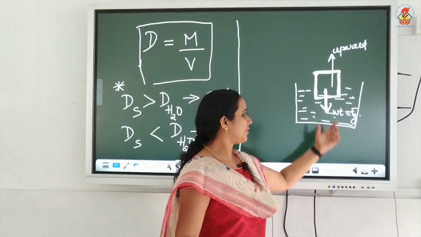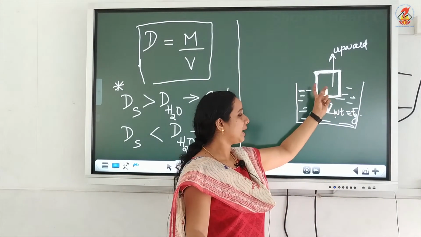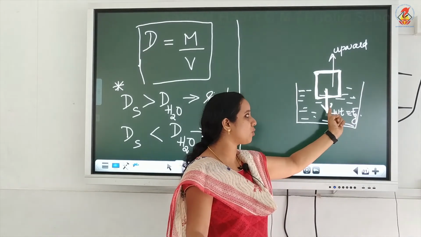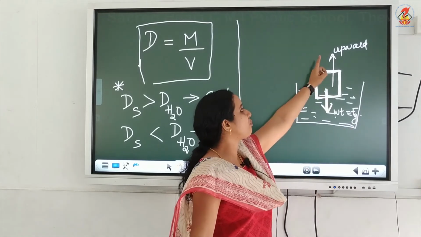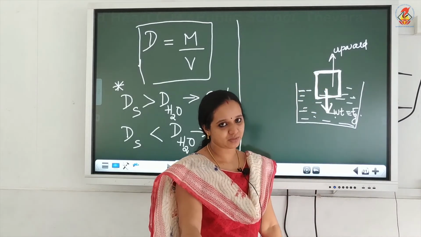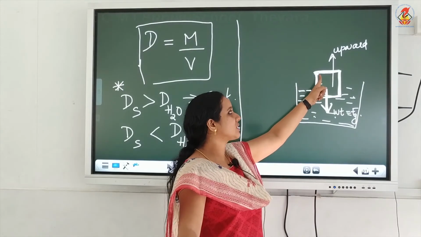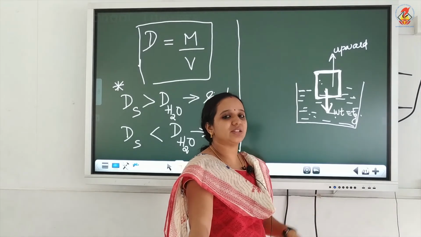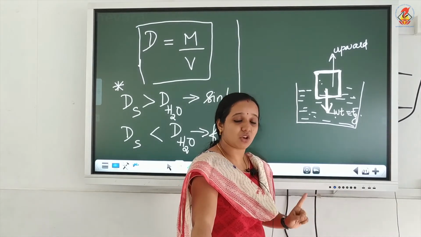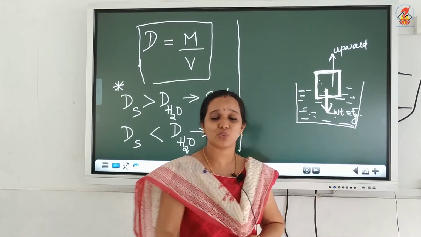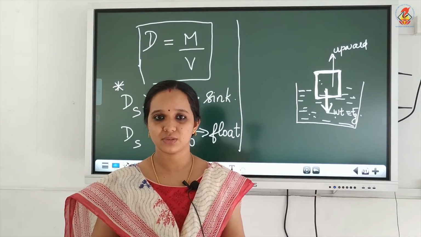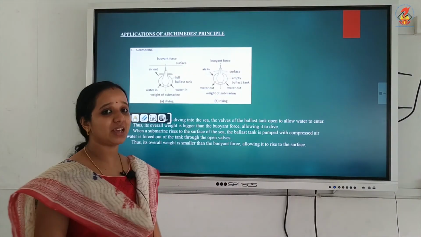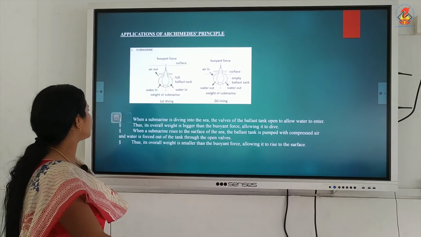So, if an object is immersed in a fluid, it will experience two forces, a downward force called gravitational force which is equal to its weight, and an upward force given by the fluid. And if density of object is greater than the density of fluid, the object will sink, and if density of substance is lesser than the density of fluid, the substance will float in the fluid.